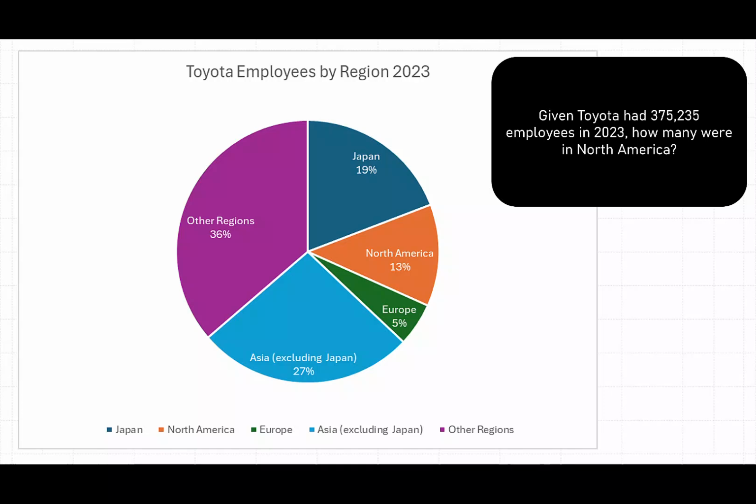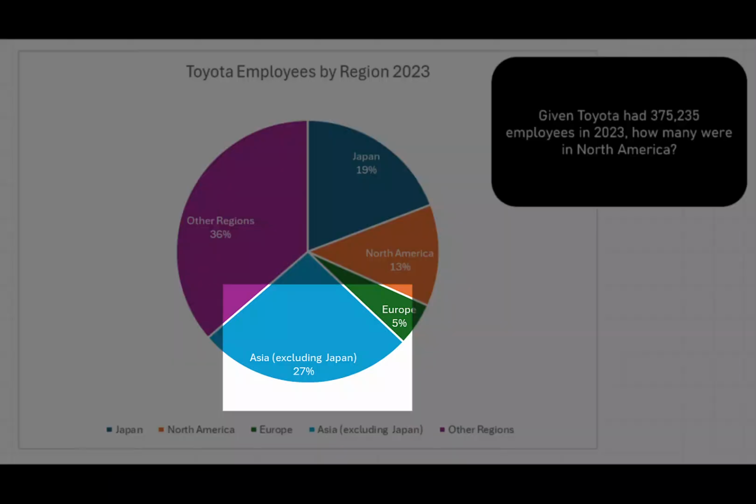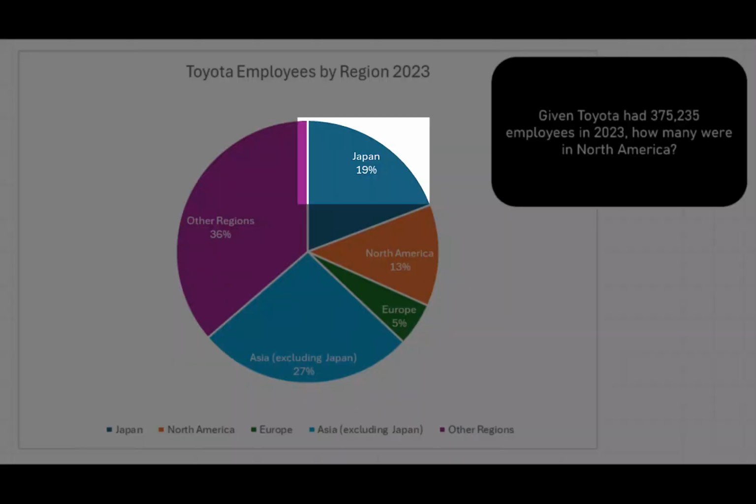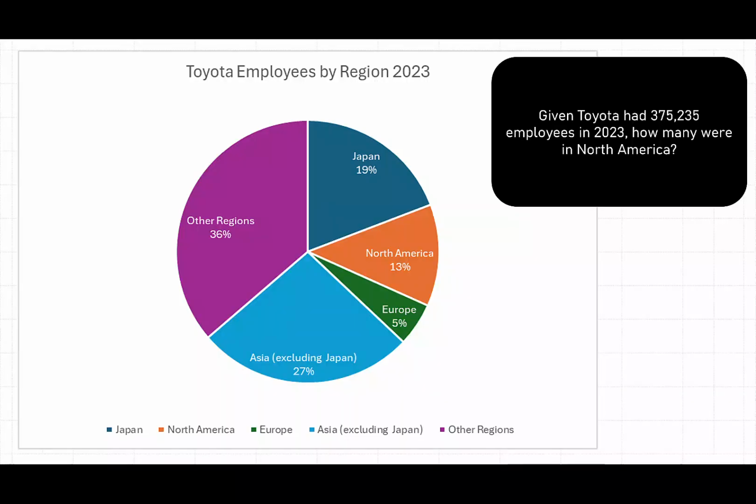I do want to point out Asia says Asia excluding Japan versus Japan. This is because Japan represents a large portion of Toyota employees and they didn't want to group them in with the entire continent. So we're going to do some interpretation and calculations.